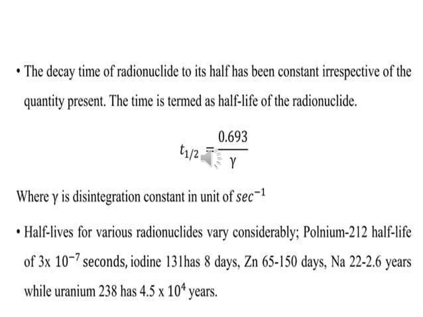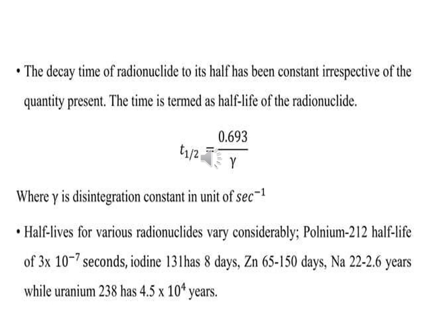The decay time of a radionuclide to its half has been constant irrespective of the quantity present. This time is termed the half-life of the radionuclide. T half is equal to 0.693 divided by lambda, where lambda is the disintegration constant in units of second inverse. Half-life of various radionuclides varies considerably.